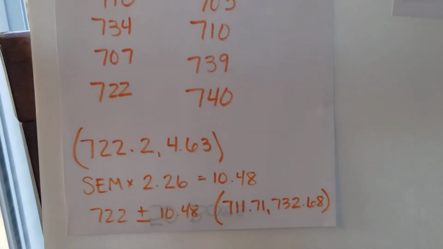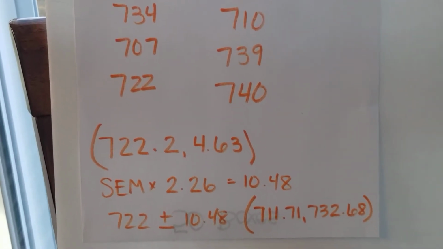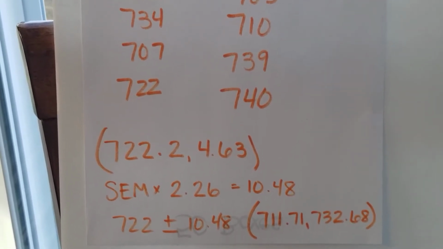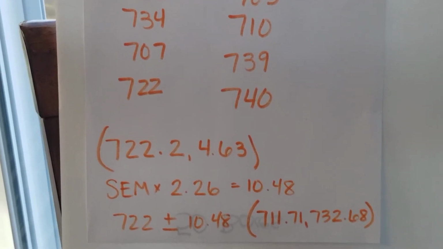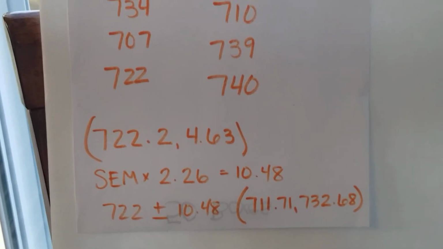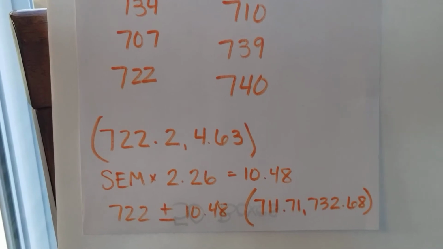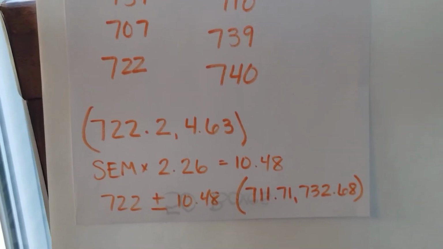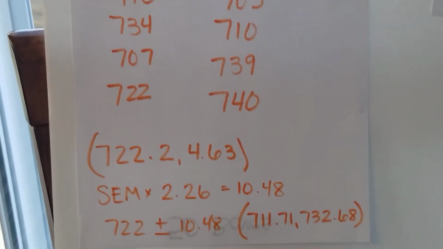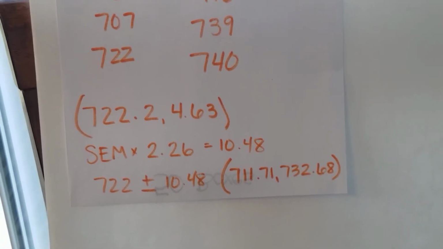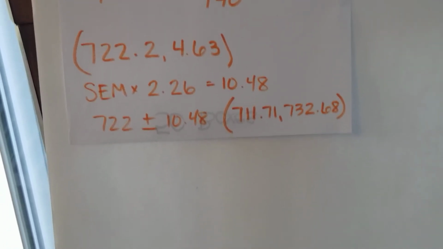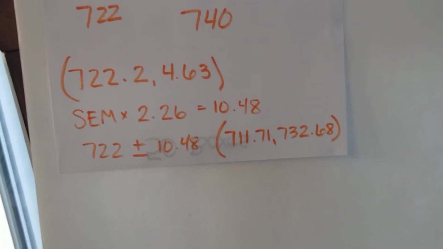And so then we have our new sampling distribution of the mean, which is 722.2, and 4.63 is our standard error of the mean. We multiply that standard error of the mean by 2.26, which is the same t-value that we used in the last one because we didn't change anything: 95% confidence interval, and still our degrees of freedom is 9. And we get 10.48. So now our confidence interval is 711.71 and 732.68. You'll notice that's different from our last confidence interval, 712 to 728. The confidence intervals change every time we get a new sample.